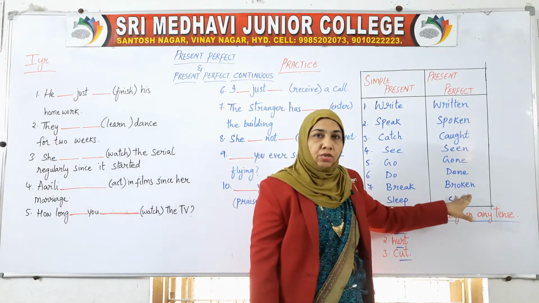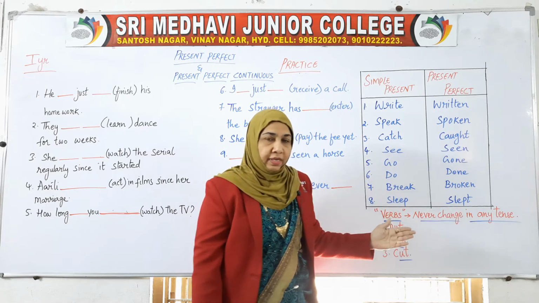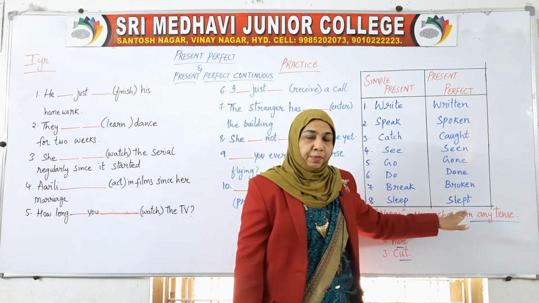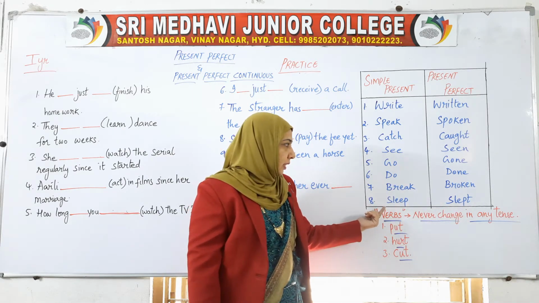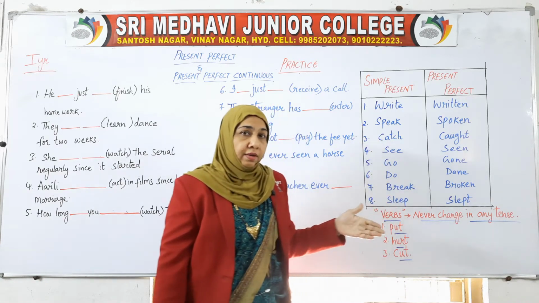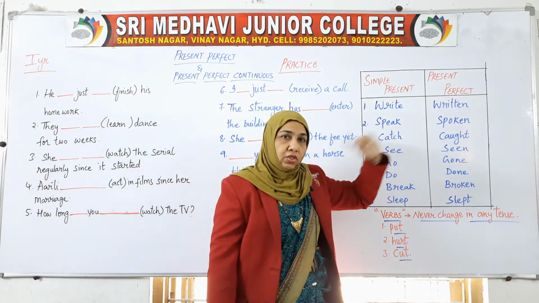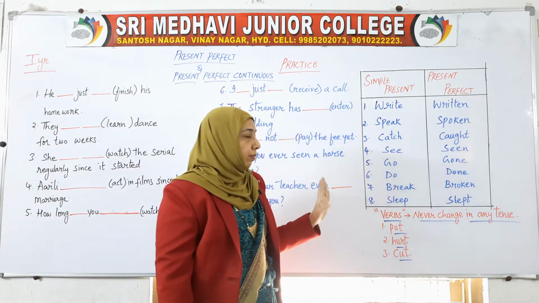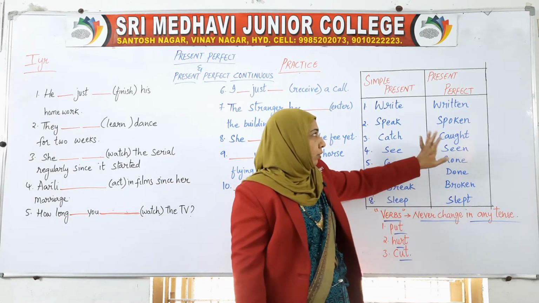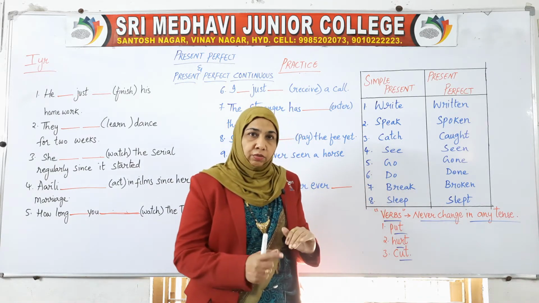Break changes into broken. In the present perfect tense, these verbs can change. Sleep, slept, like keep, kept. Break, broken. For the past tense we have separate verb forms, as the form of the verbs changes once again in the past tense. A few of the verbs do not change, like slept stays slept, caught stays caught, while the others change. So we'll go ahead with that at the time of that explanation.